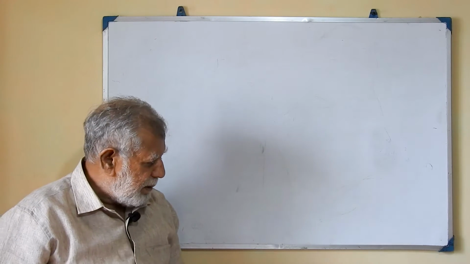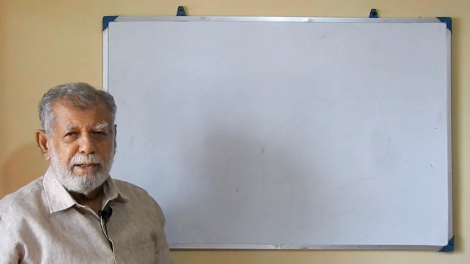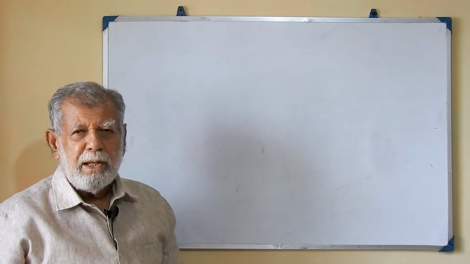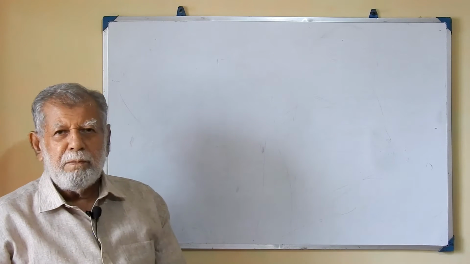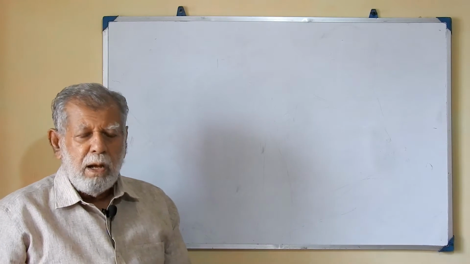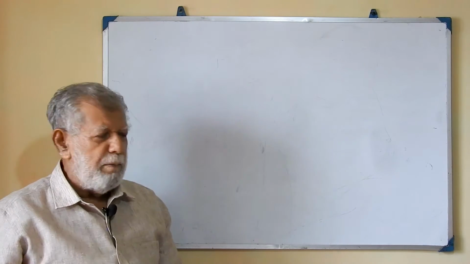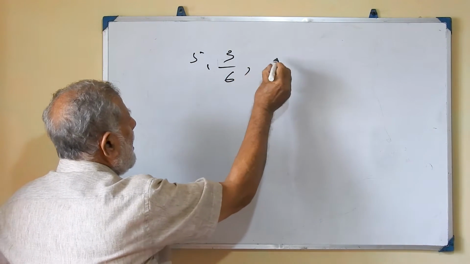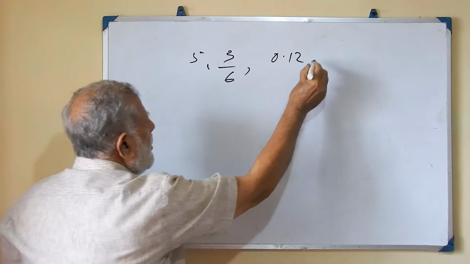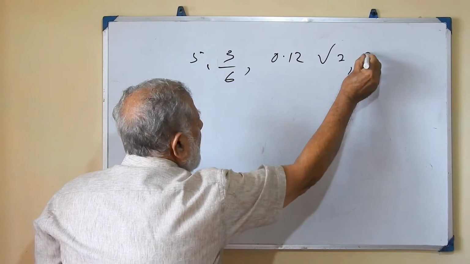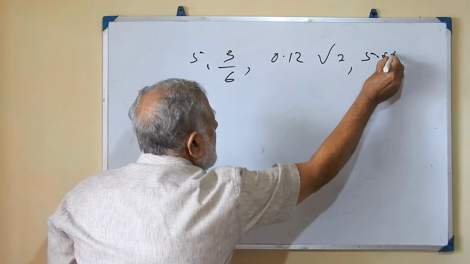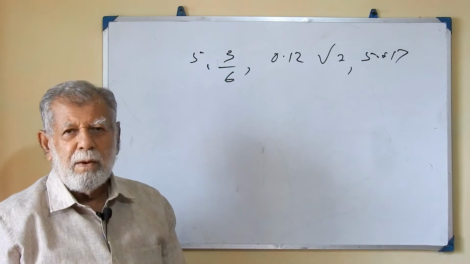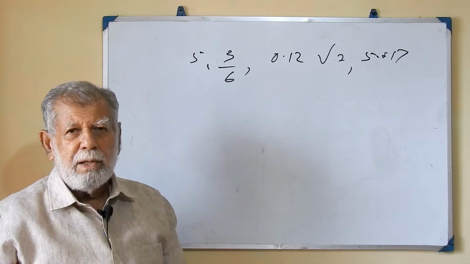So today children, I want to go on to another important section in mathematics: rational and irrational numbers. Now all the numbers that we use generally are called real numbers. For example, 5, 3 upon 6, 0.12, root 2, 5.817. These are all just numbers. So these are all real numbers. All numbers that we use are generally called real numbers.